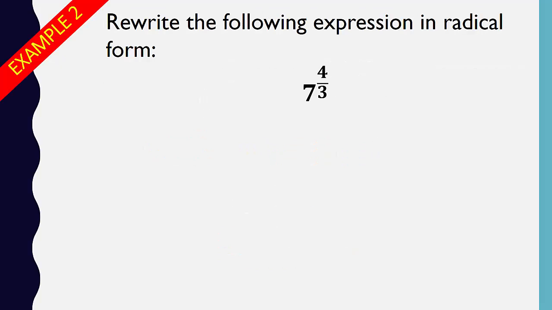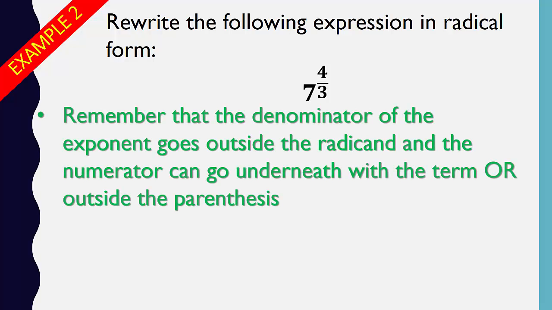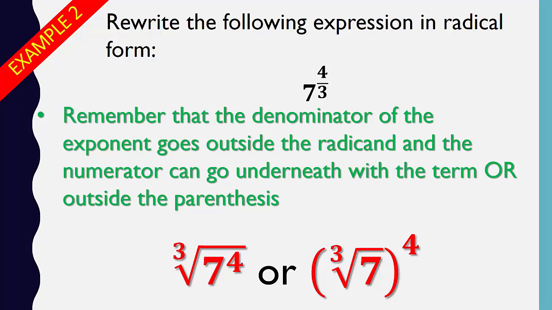Okay, we need to rewrite the following expression in radical form. Again, just a fairly simple one. We're going to take that 3 and scoot it out in front. Remember that the denominator of the exponent goes outside the radicand, and the numerator can go underneath with the term or outside the parentheses. So I can write it either of those ways. Either way will be correct.